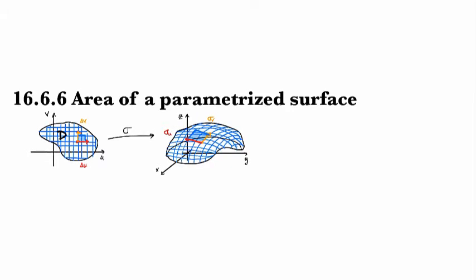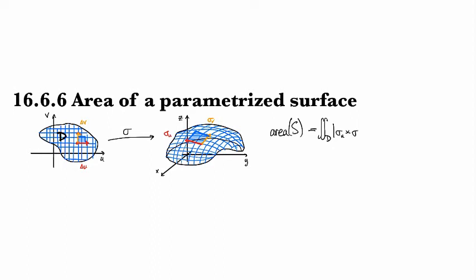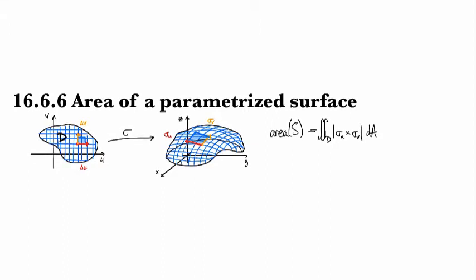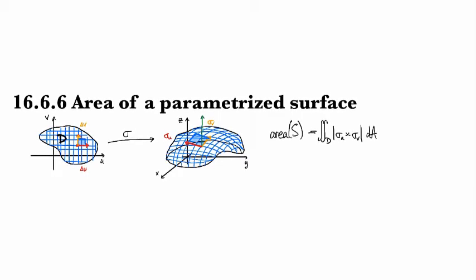So what that's telling us then is that we're going to be looking at the area of S as being the integral over the parametrization domain of the magnitude of sigma U cross sigma V with respect to area. Now, if you remember, sigma U cross sigma V is going to be a vector that is perpendicular to both of them, and the length of it is going to be equal to the area of that blue parallelogram. So that's exactly why that's the thing that we need to be integrating, that area.